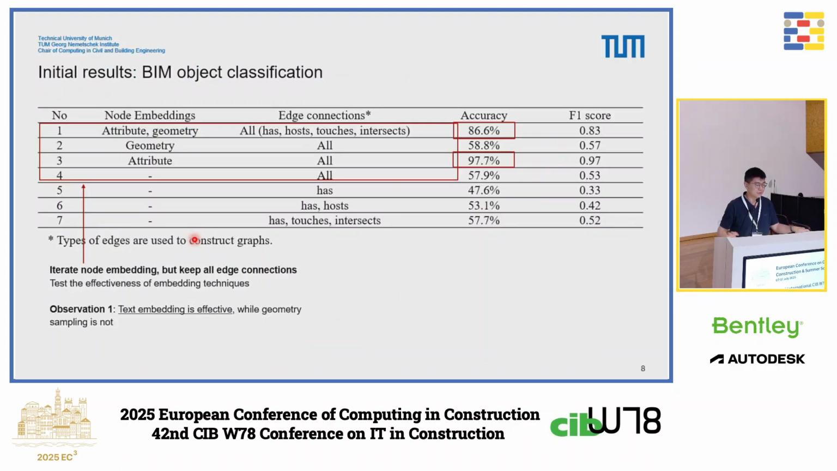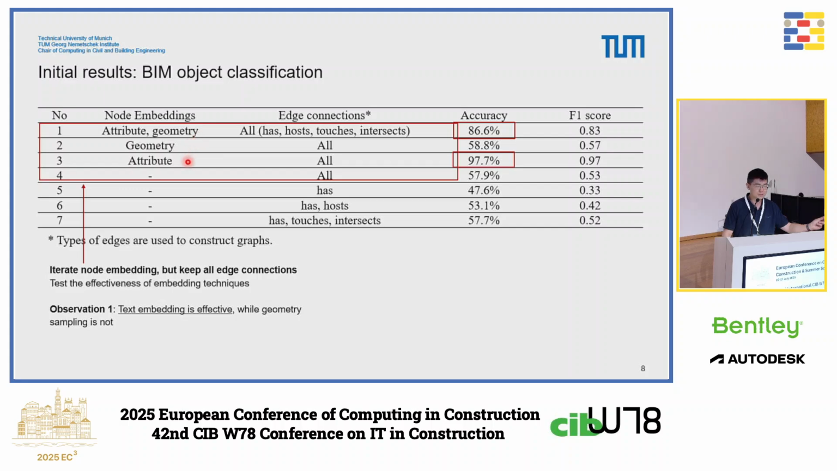Here are the initial results. We group them into 2 groups. The first group is from number 1 to number 4. Here, we keep the graphs all connected, keeping all the edges. Then we iterate the node embeddings to see which one is effective and which one is not. Number 1 contains both attribute embeddings and geometry embeddings. Again, attribute embeddings are generated by large language models, and geometry embeddings are generated by geometry zamping.